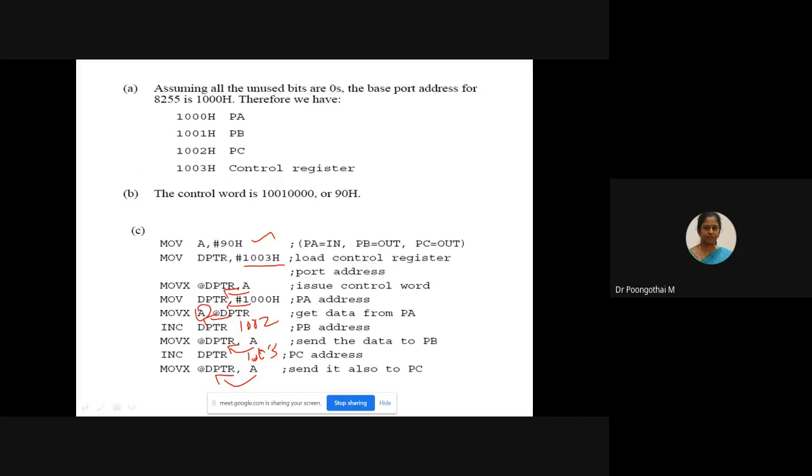So for the first question, this is the answer. Port A address 1000, port B 1001, port C 1002, control register 1003. The control word for the I/O configuration is 90. And this program describes how to transfer the data from port A to port B and port C. Is that clear?